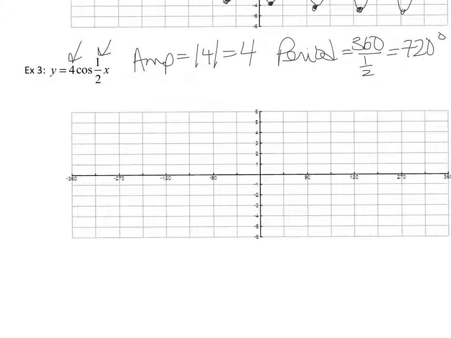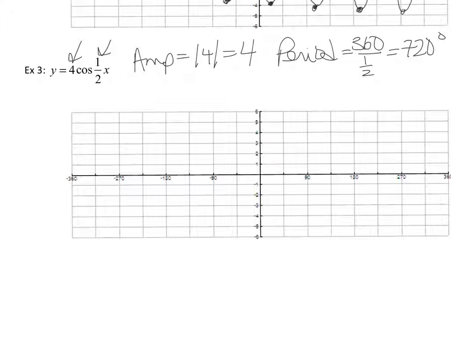So that means this cosine curve is going to take a full 720 degrees to complete a full cycle. This is only between 0 and 360. It's only going to complete half a cycle here. If I look to the left to negative 360, between negative 360 and positive 360 is 720 degrees. So over the course of this whole piece of my graph, it will make a cycle.